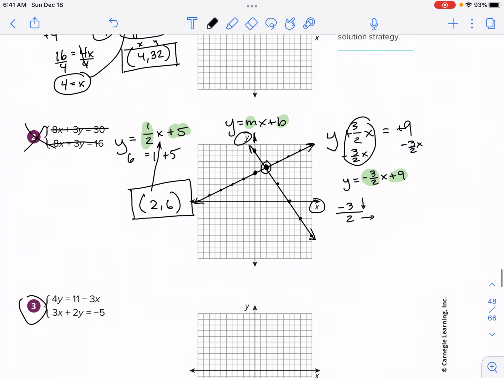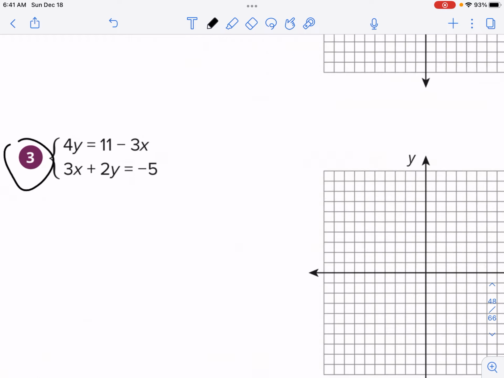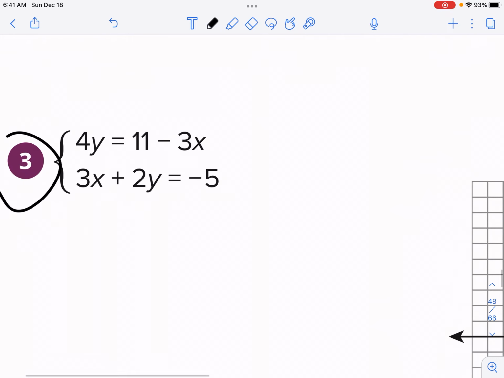All right, and we're going to go through the third example, so to finish up this page, and then we'll talk about the assignment later. So here, neither equation is in slope-intercept form, and I wouldn't say that any equation is easy to get in slope-intercept form. So typically it's either substitution or graphing. So I'm going to use substitution.